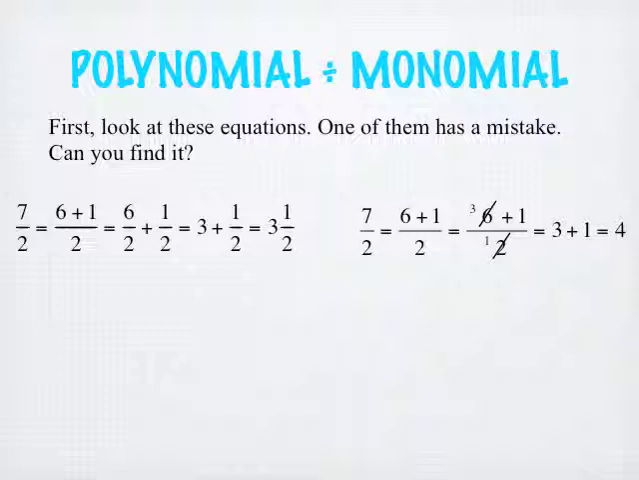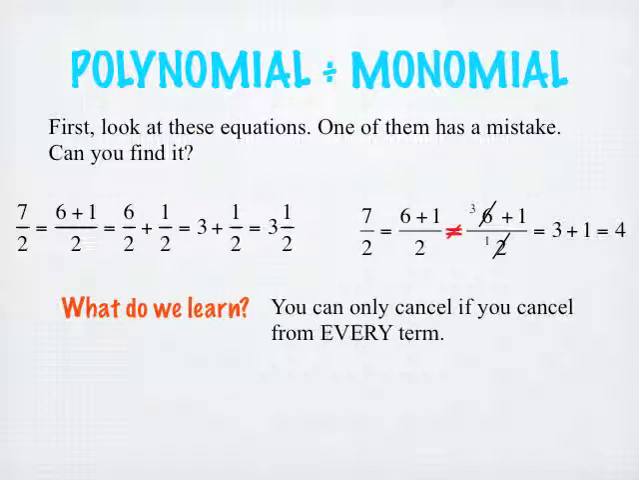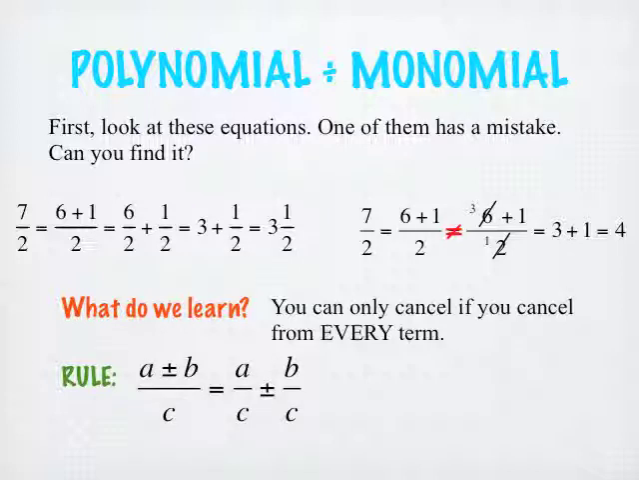7 is the same as 6 plus 1. So that should be okay. Can I cancel? Now I have 2 going into 6. Can I cancel that 2 out of the 6? No, that's the mistake. I cannot cancel unless I cancel from every single term. So I could cancel that 2 into 6 as long as I was taking the 2 into 1 as well. So the rule that we will use is if I have a plus or minus b over c, then I'll have a over c plus b over c. In other words, if I have multiple terms in the numerator and one term in the denominator, then I just split my big fraction into mini fractions.